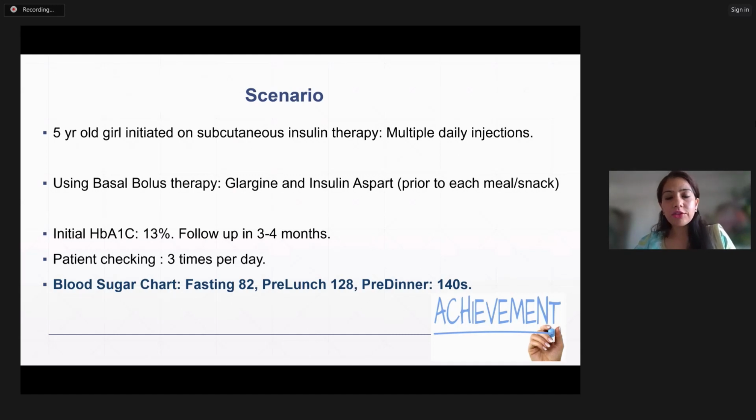When she came back for the follow-up, her blood sugar chart was seen, and she was having a fasting blood glucose of 82, pre-lunch of 128, and pre-dinner of 140. It looks like a big achievement to us, but then somehow I was able to convince them to put on a sensor, and this is what was seen.